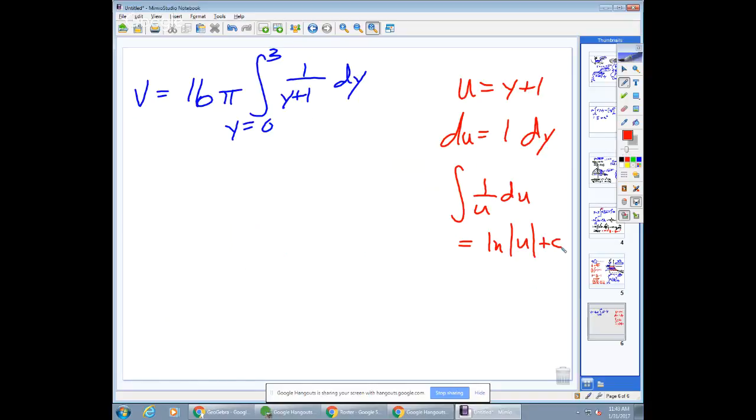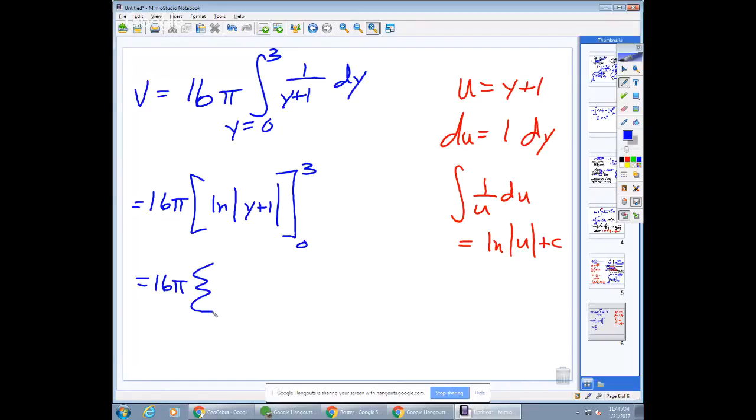c. Okay. All right, so bringing that back into this then, substituting back, I got the 16 pi chilling out front. I have an antiderivative, which is going to be the natural log of the absolute value of y plus 1 from 0 to 3. So that's going to give me 16 pi, switch to curly brackets, the natural log of the absolute value of 4 minus the natural log of the absolute value of 1.